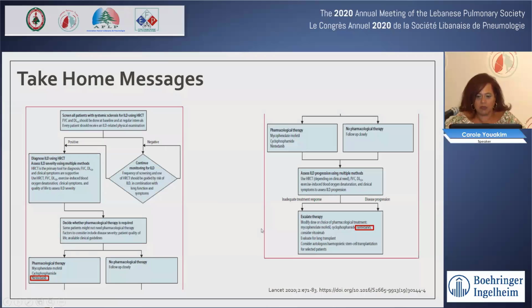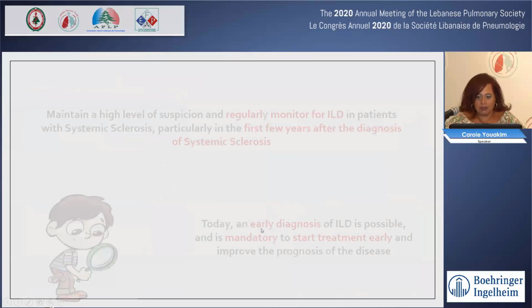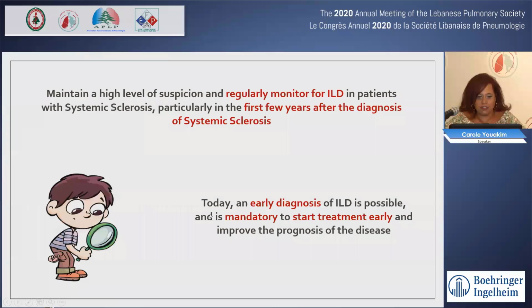It is for patients with inadequate treatment response or disease progression. I finish with my recommendation. Always maintain a high level of suspicion. Regularly monitor for ILD in patients with systemic sclerosis, particularly in the first few years after the diagnosis, because today an early diagnosis is possible and is mandatory to start treatment early and improve the prognosis of these patients. Thank you for your attention.